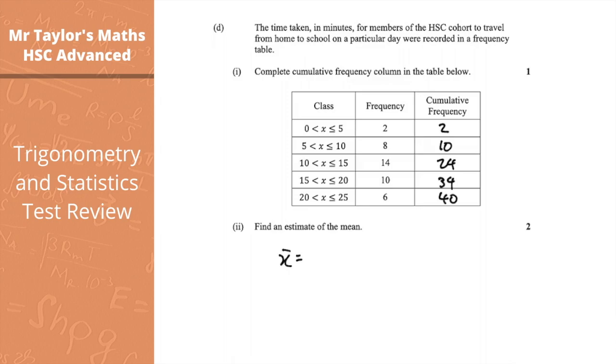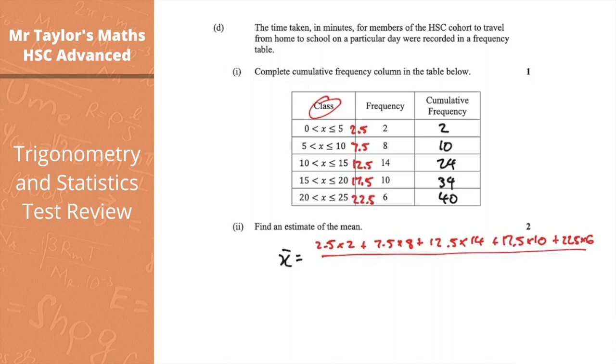Estimate the mean. So for this, because we have grouped data, we need to find our midpoints there. So halfway between 0 and 5 is 2.5, 7.5, 12.5, 17.5, and 22.5. Okay, so our estimate is 2.5 times 2, plus 7.5 times 8, plus 12.5 times 14, plus 17.5 times 10, plus 22.5 times 6, and then divide by your total frequency, which we know is 40, and we should get 13.75.